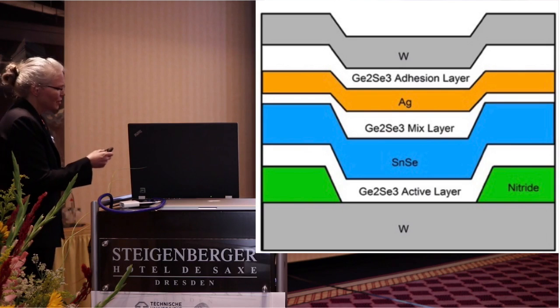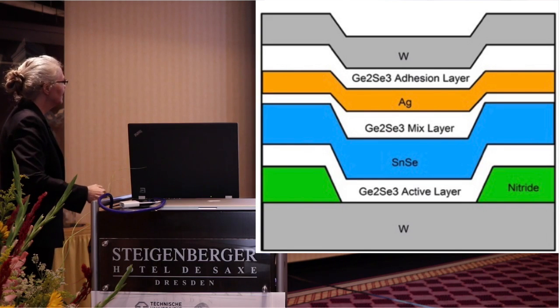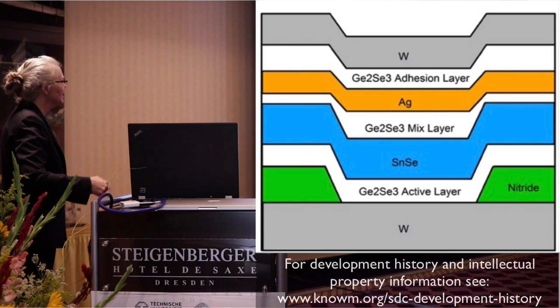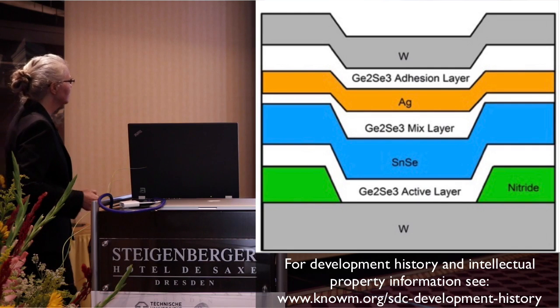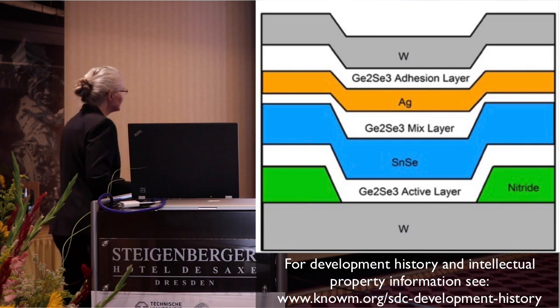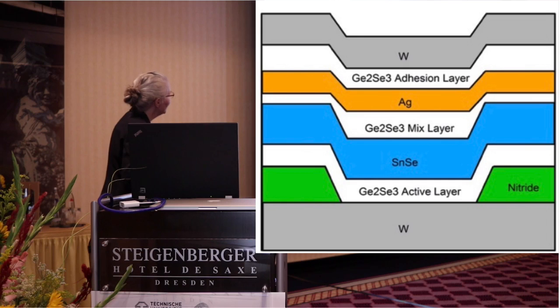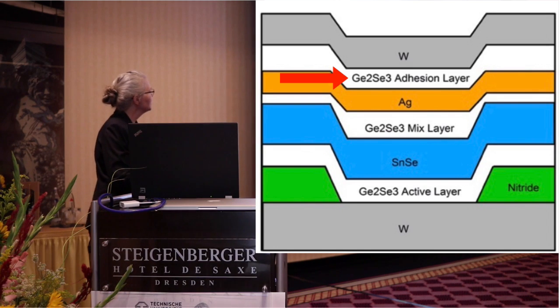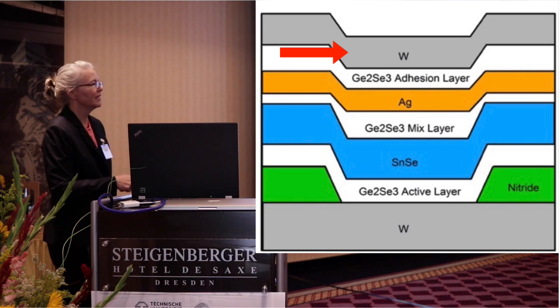The basic structure, this is the most basic device that we've initially studied, researched to try and understand how it worked and modified from there. It looks complicated. It consists of an active layer, germanium selenide, Ge2Se3, and that's important, followed by a metal selenide layer, typically tin selenide. And then we've got this germanium selenide mix layer, a layer of silver, germanium selenide adhesion layer, and a tungsten layer.